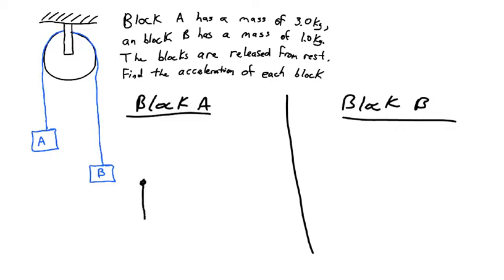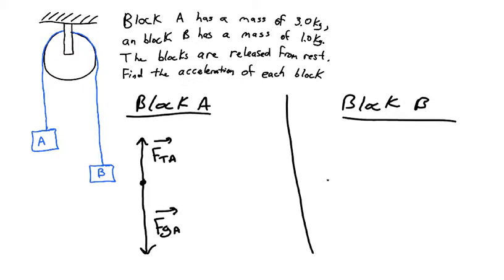Block A has gravity pulling it downward. And I'll label that FGA just to distinguish it from the other gravitational force we'll have here. And then we've got a tension force upward. As far as magnitudes go here, that tension force I know must be smaller than my gravitational force because that's my 3 kilogram block. That's the one that's going to be accelerating downward. So my downward force must be bigger than my upward force.